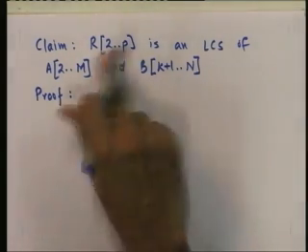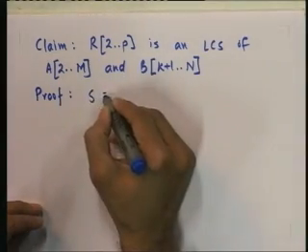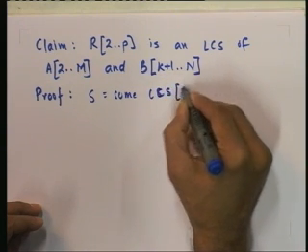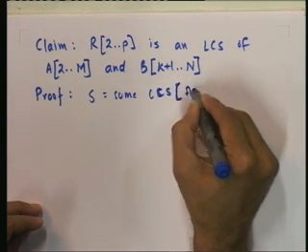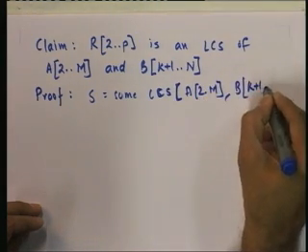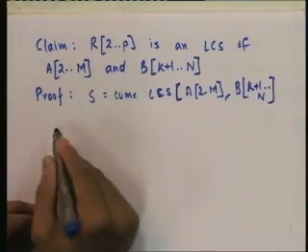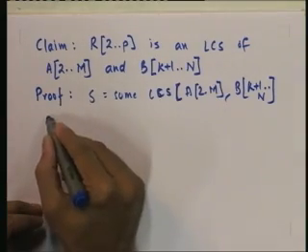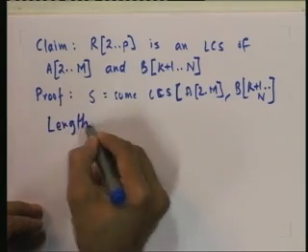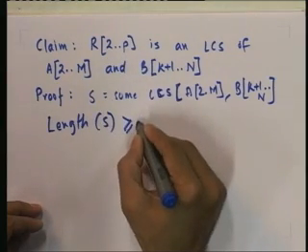So, let us assume that R2P is not an LCS of this. So, let us say there is some S, some LCS of A2 to M and B K plus 1 to N. And in fact, for the sake of contradiction, we have to assume that S is longer than R2 to P. So, the length of S is greater than the length of this. The length of this is P minus 1. So, let us say it is greater than or equal to P.